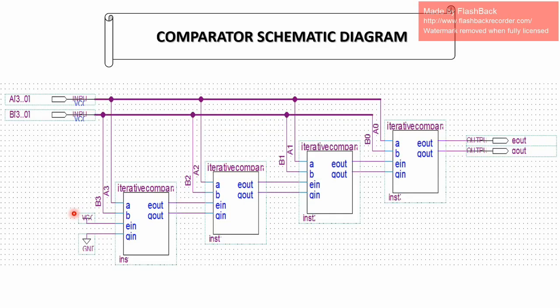Okay, so this is the comparator schematic diagram. Firstly, I created the iterative comparator, the comparator that just compares one-bit binary numbers. And then I inserted 4 of these iterative comparators in one circuit and cascaded them together to compare two 4-bit binary numbers, which are A and B. The outputs from this circuit are Eout and Gout. Eout will be high when the values of A and B are equal, while Gout will be high when the value of A is greater than B.